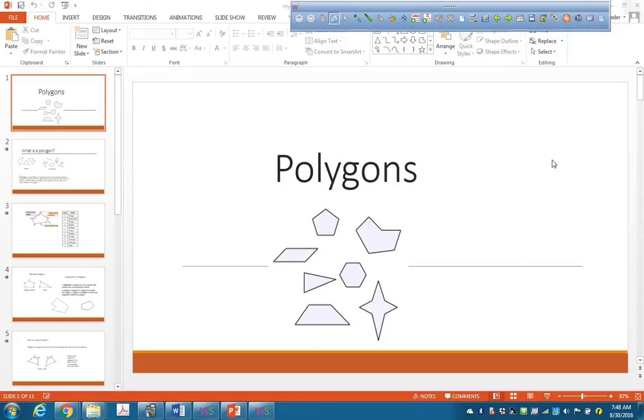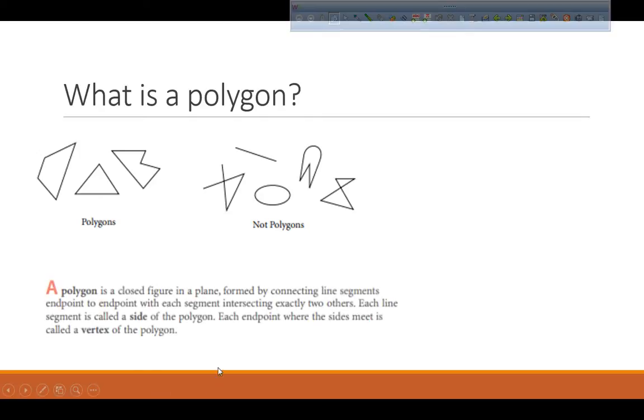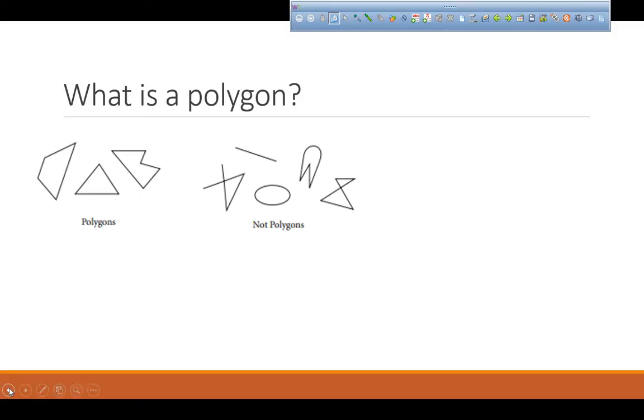And this is all about polygons. So these are polygons. Those shapes are polygons. And here are some polygons. Looking at that picture, which I cut and pasted from your book, who can tell me what a polygon is based on that picture? Give me some words to describe a polygon. What's a polygon? Go ahead, Sahana.